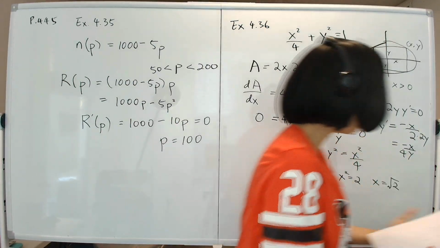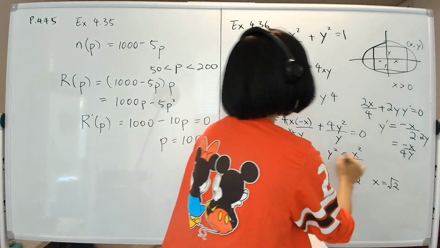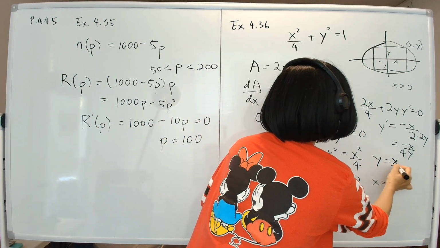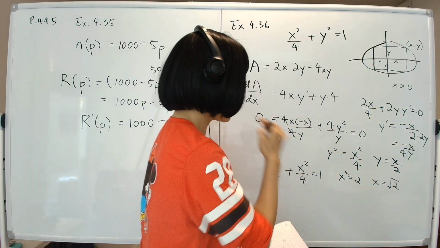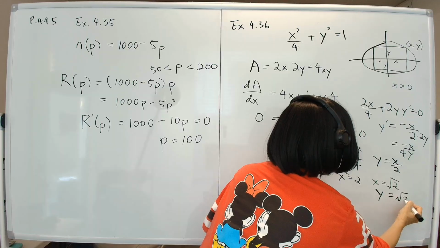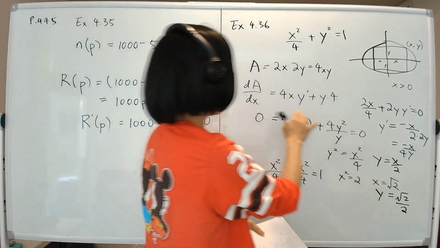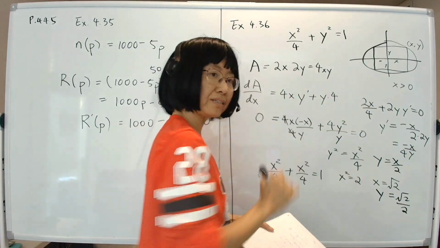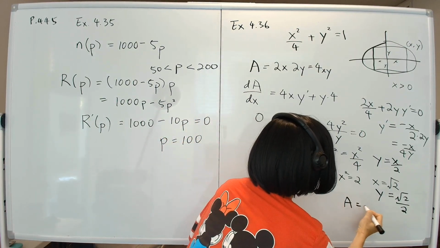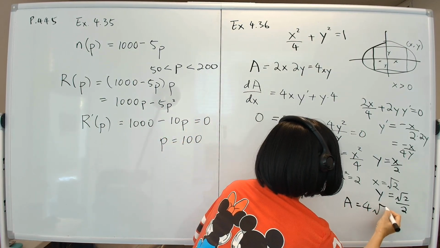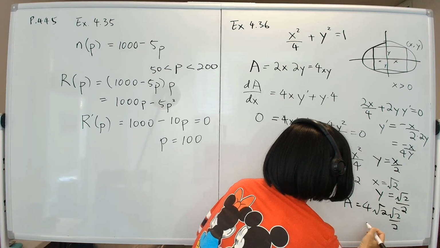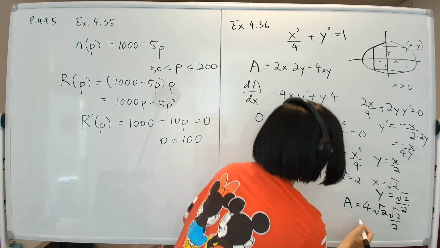Okay, so from this equation here, we know that y equals x over 2. And then y equals square root of 2 over 2. And then the area is 4xy, as we determined earlier. So the area is 4 times square root of 2 times square root of 2 over 2, and when that's all settled, that equals 4.